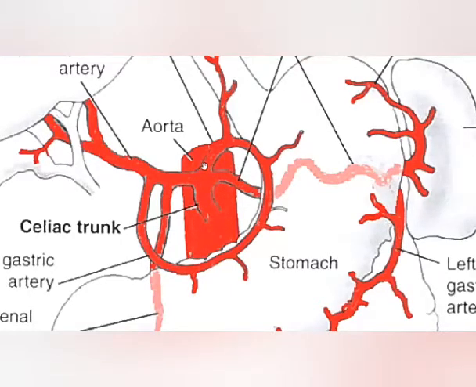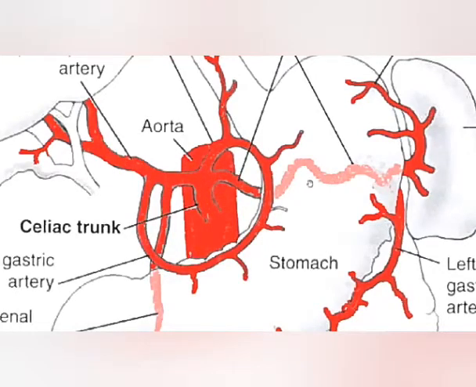Now, this is the left gastric artery, which is a direct branch of the celiac trunk. Sometimes there can be a vessel going from the left gastric artery to the liver. Sometimes tying the left gastric artery near the origin can result in ischemia of some part of the liver.